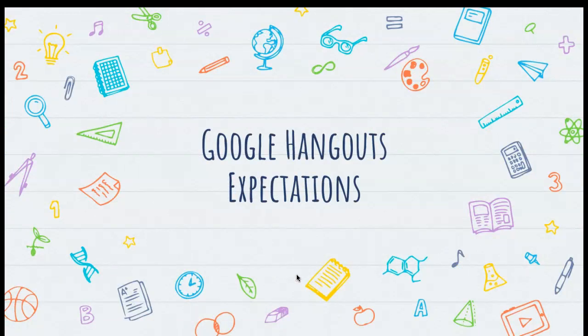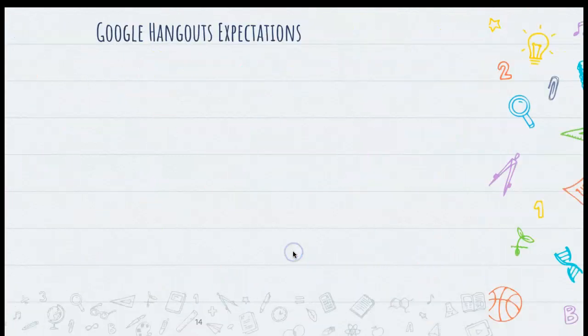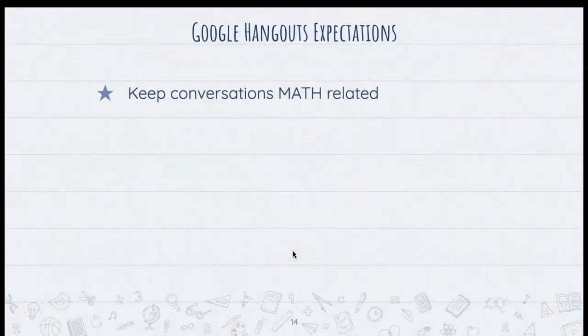Okay, so now let's go over expectations, because a few of us are struggling with following expectations in a couple of these different Google formats. So in Google Hangouts, that's the chat that is always open. My expectations are to keep the conversations math related. Last week we had a lot of just random talking and a lot of random hangouts. That stops kids from being able to see the math related content because it clutters up the feed with just a bunch of talking or letters or a bunch of other random stuff.